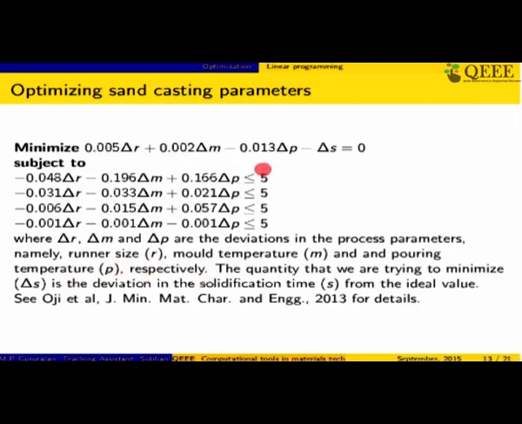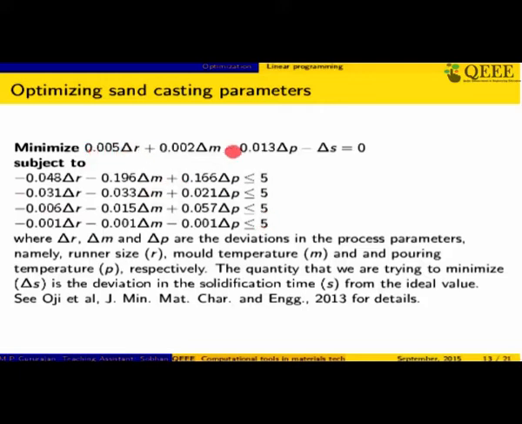Okay, so by doing lots of experiments, those are the details that are given in the paper. They have found out that the quantity to minimize is 0.005 delta R plus 0.002 delta M minus 0.013 delta P, that is equal to delta S. Okay, so that delta S is what you are trying to minimize. You are trying to make this deviation as close to zero as possible, but there are constraints. Okay, so the constraints are given by these four expressions.